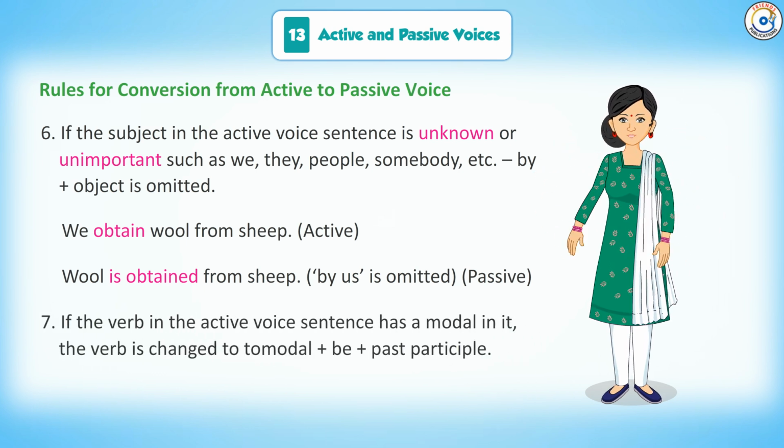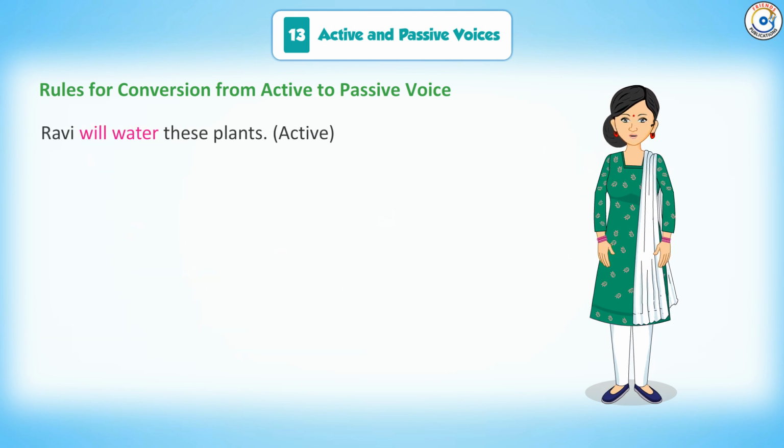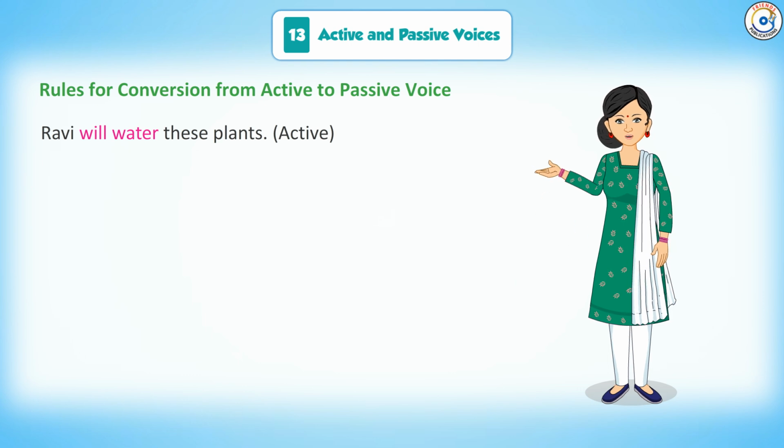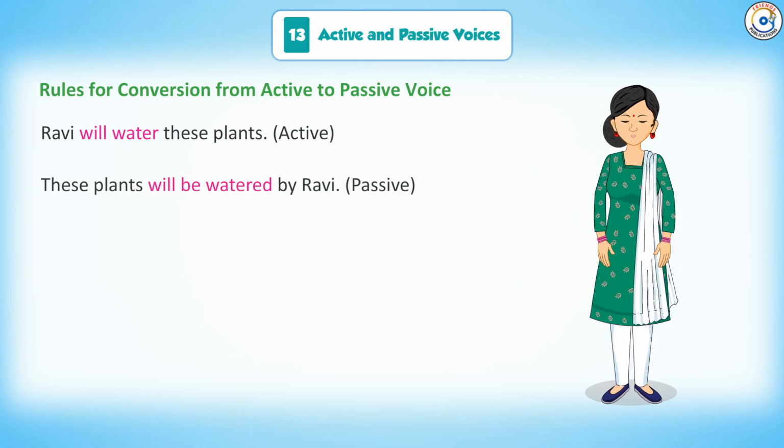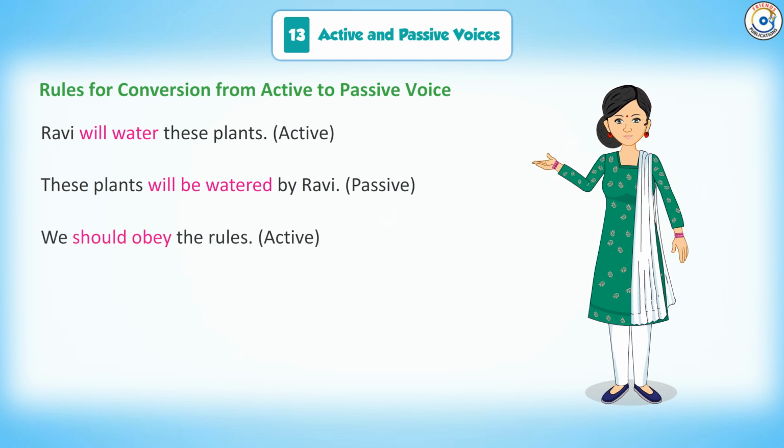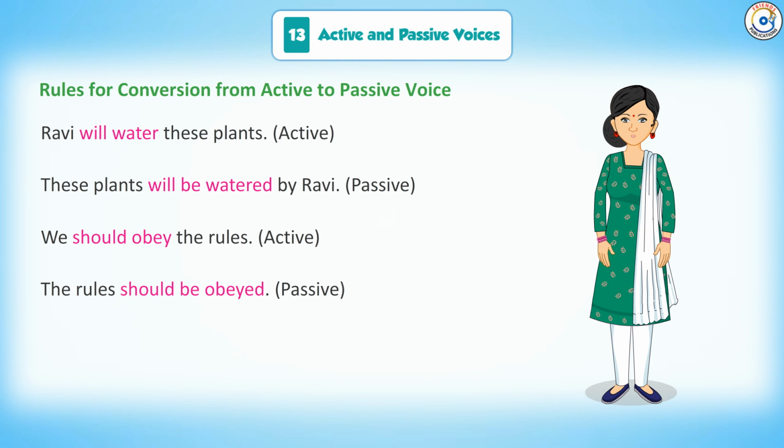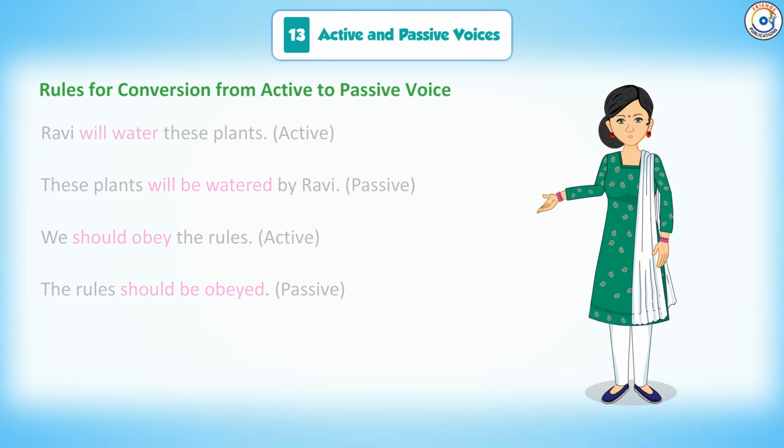7. If the verb in the active voice sentence has a modal in it, the verb is changed to modal plus be plus past participle. Ravi will water these plants, active. These plants will be watered by Ravi, passive. We should obey the rules, active. The rules should be obeyed, passive.